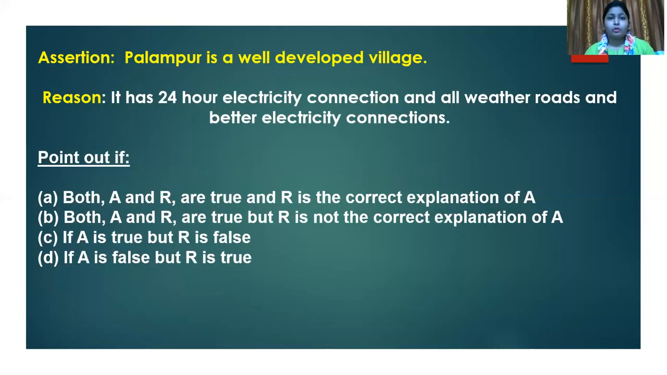Now, if you go through the first question, there's a statement given in the assertion: Palampur is a well-developed village. We all know that Palampur is a well-developed village. There is no question about it. And what is the reason behind it? We already know that there has been a lot of infrastructural development. There has been the establishment of hospitals, education centers, and all-weather roads. And the reason stated with the assertion is that it has a 24-hour electricity connection. So we may find so on, right?